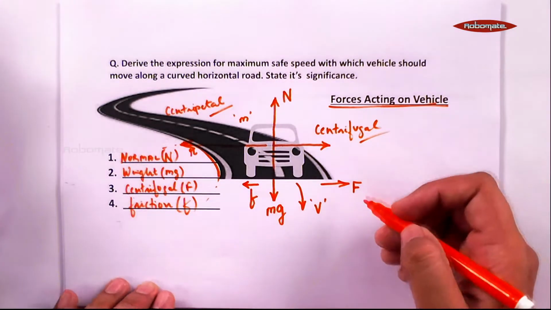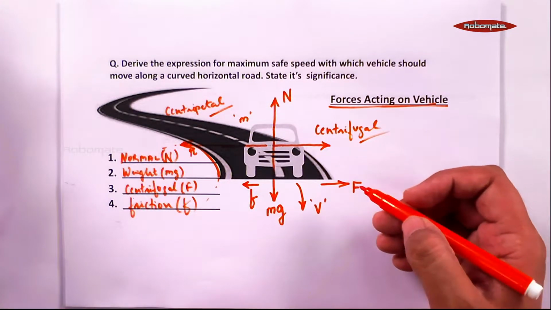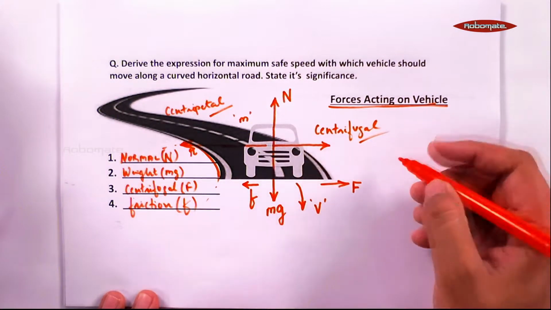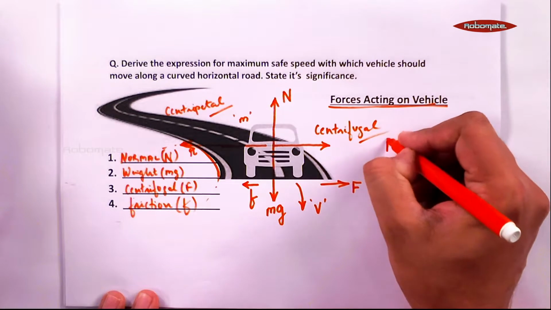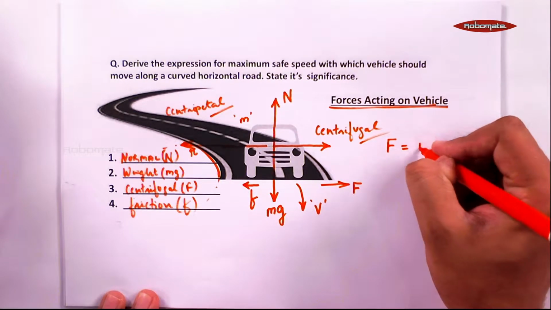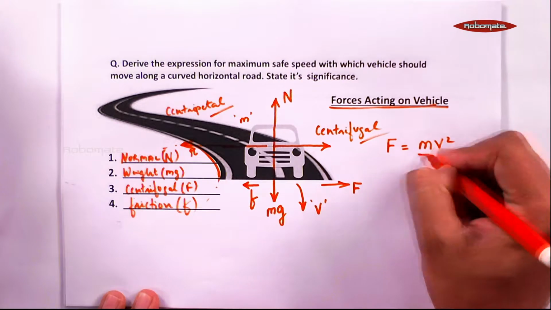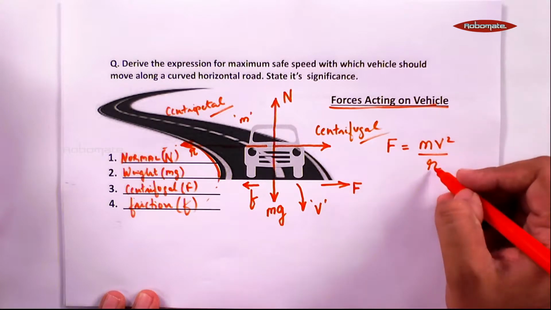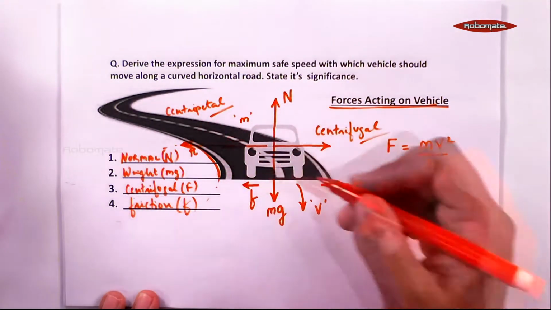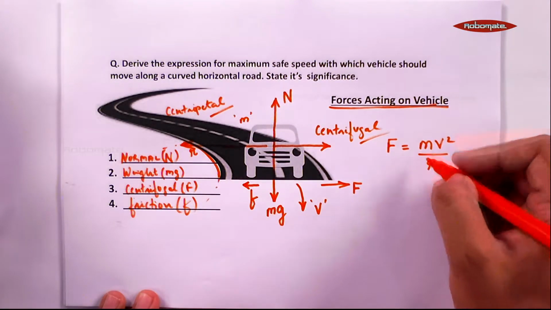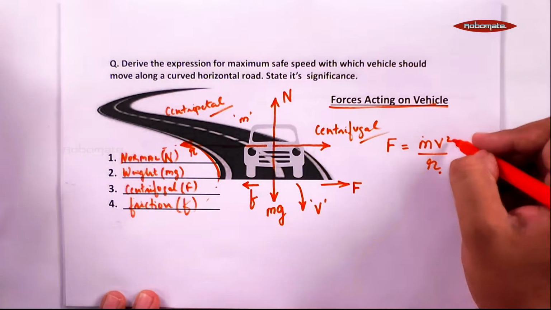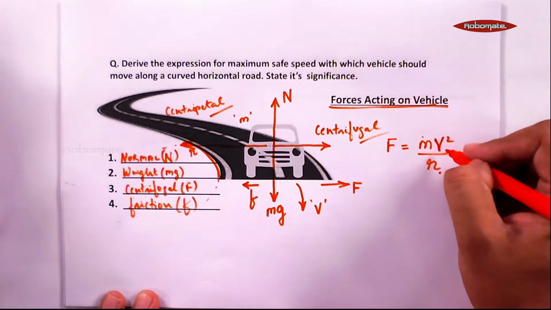Now, if the car is moving with a higher velocity, what happens to the frictional force? Obviously, the centrifugal force is given by the formula mv square by r. Here m is the mass of the car, v is the velocity with which the car is moving along the curved path, and r is the radius of curvature of the curved road path. So, keeping the mass of the vehicle constant and the radius of curvature constant, if I go on increasing the velocity of the car, then what happens?